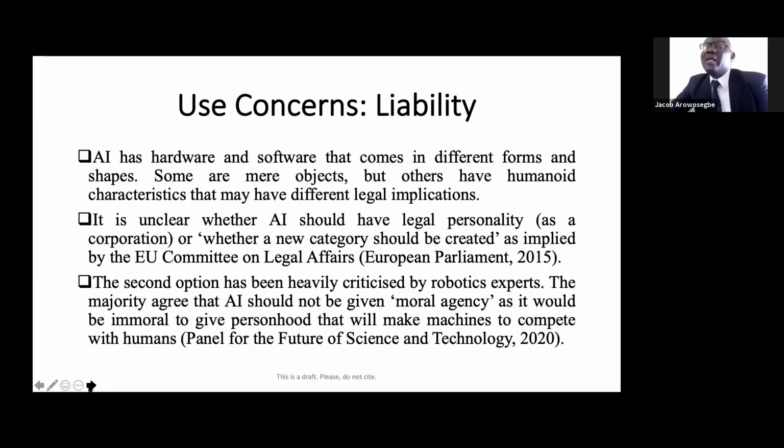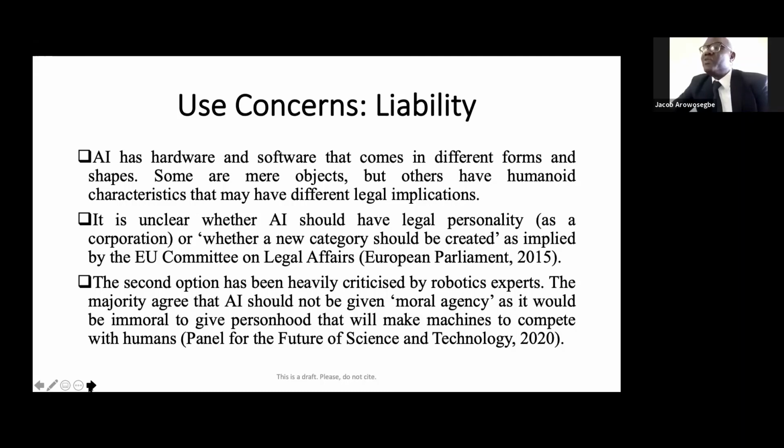So, AI has hardware and software that comes in different forms and shapes. Some are mere objects, but others have humanoid characteristics that may have different legal implications. It is unclear whether AI should have legal personality as a corporation or whether a new category should be created, as implied by the EU Committee on Legal Affairs 2015. But that option, of course, has been heavily criticized by robotics experts. The majority seems to agree that AI should not be given moral agency, as it would be immoral to give personhood that will make machines compete with humans.